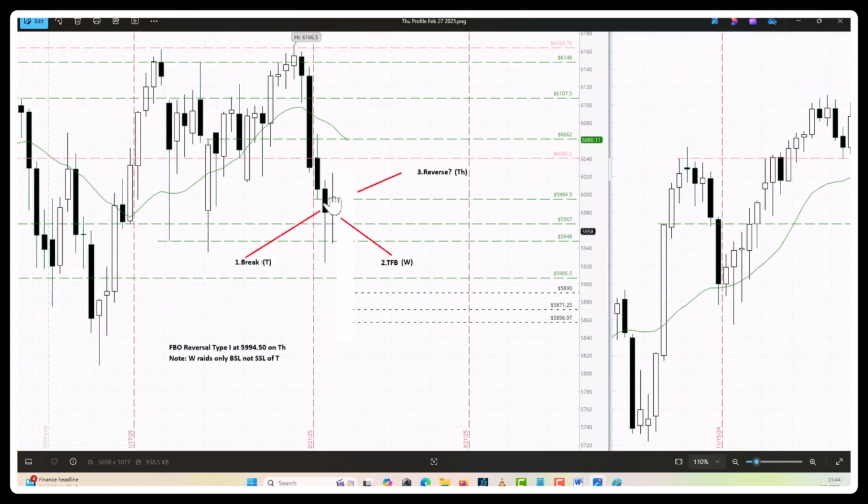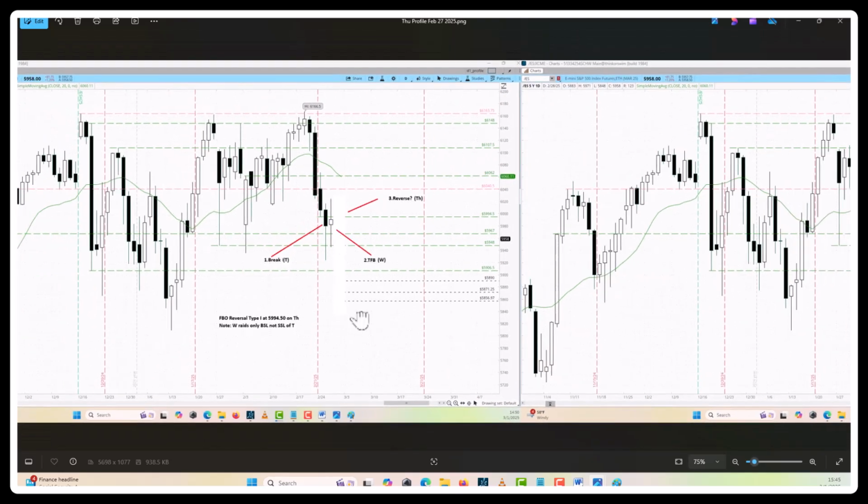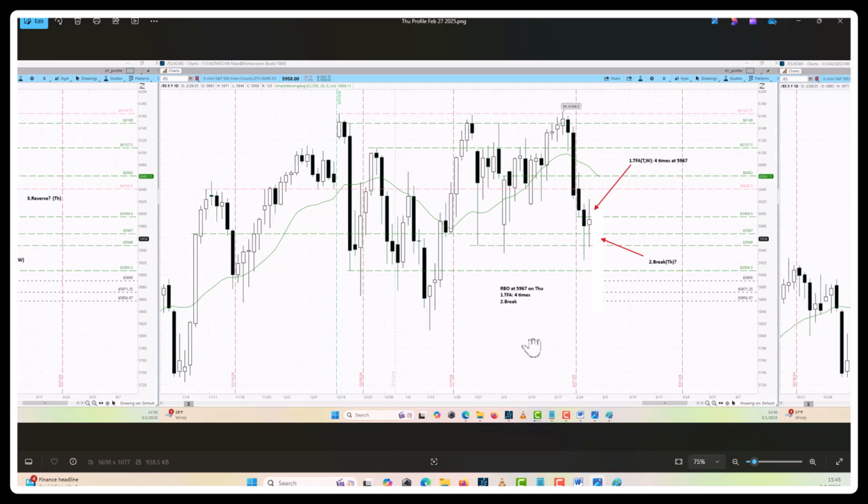But notice that on Wednesday, it traded only the buy side, or the high of Tuesday, but it left the sell side liquidity untouched. That could tell us that it's going to raid that level. Basically, it tried to build up sell side liquidity. So that's an idea right there. It can give an idea that the short has more probability than the long setup.